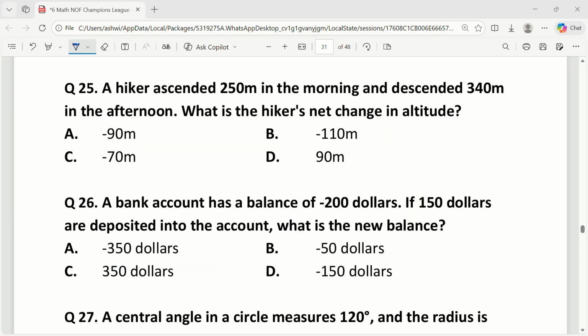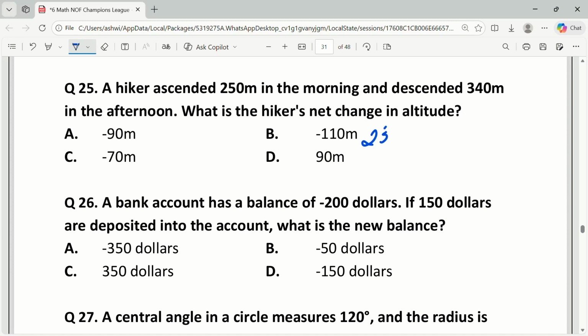Question 25. A hiker ascends 250 meters in the morning and descends 340 meters in the afternoon. What is the hiker's net change in altitude? To find the net change in altitude, subtract the distance descended from the ascended distance. That is 250 minus 340, which is equal to minus 90. Comparing with the options, the answer is A, minus 90 meters.